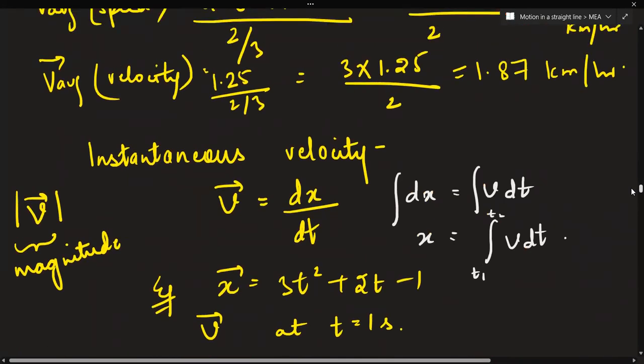Class, find out this. X is equal to 3t square plus 2t minus 1. Find out velocity at t is equal to 1 second. Send me your solution in the chat column.